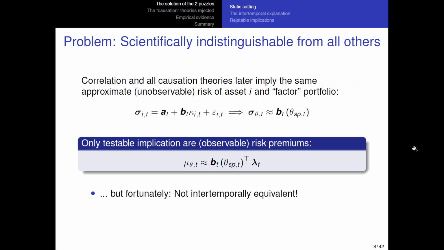Okay, so for the second part, I'm going to start actually with something that I forgot to say. I just saw that I forgot to say what theta SP is. Theta SP is the spread.